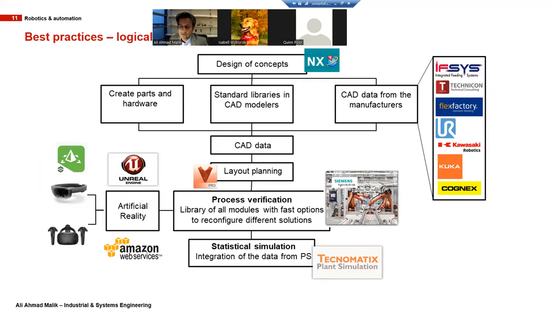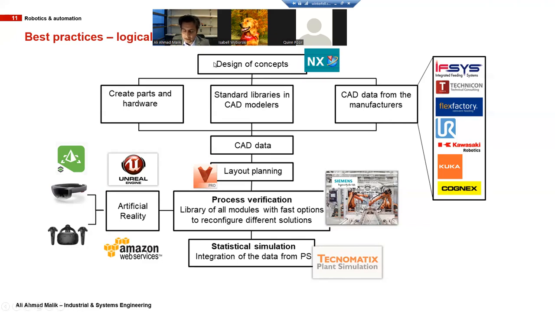But you should have a model for creating the simulation, the sequence of creating the simulation. So here you can see that you should have the design of concept for which you are creating a simulation. You can take the example of the project that you are working with for robot system development or design. So first you need to create a design of concept, and this you can do, for example, in NX.